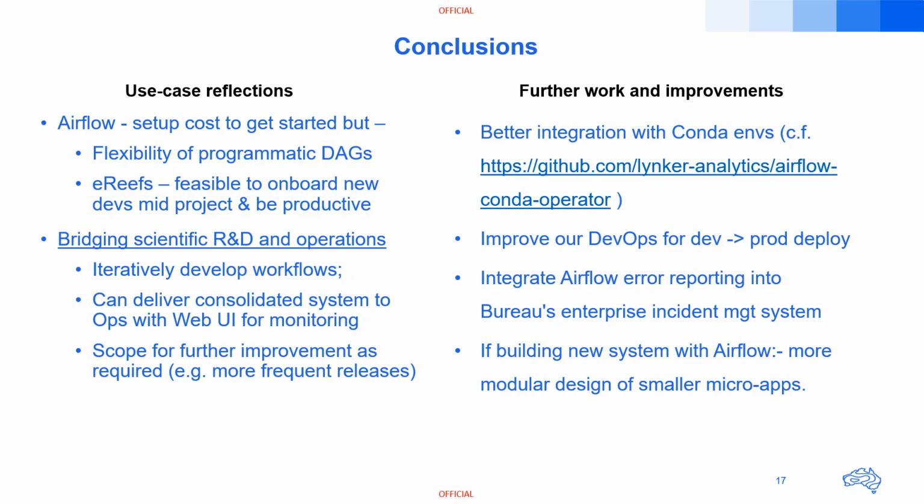Improve our DevOps for dev to production deployment. We want a clear separation of development and production. Previously, we would just work on that single Airflow environment, but having a clear separation of concerns will make sure that we can test our changes before we deploy them.